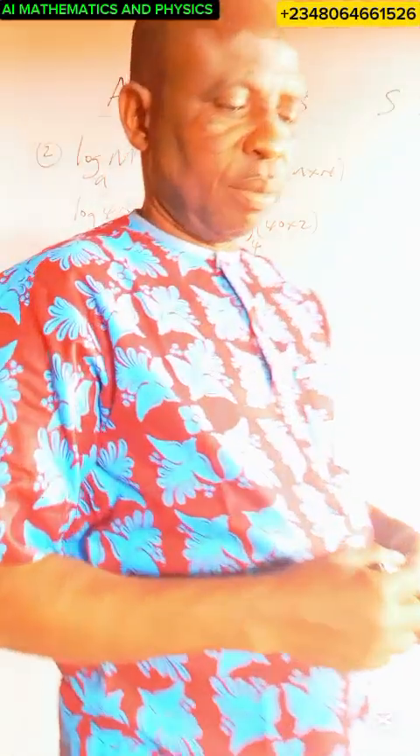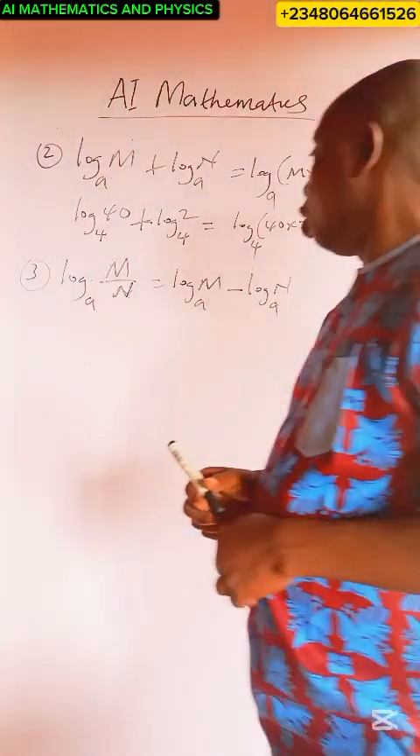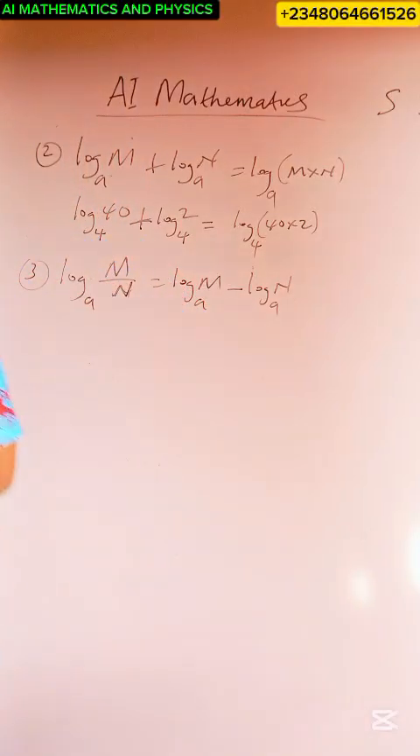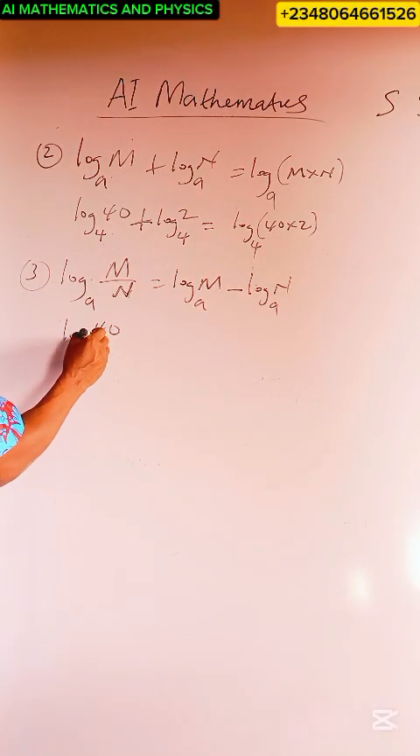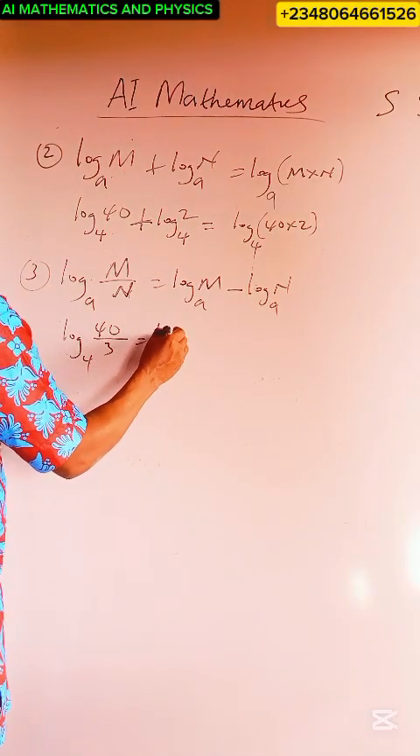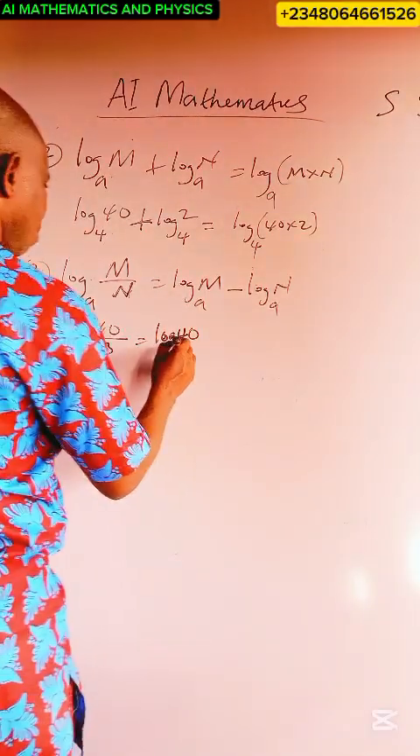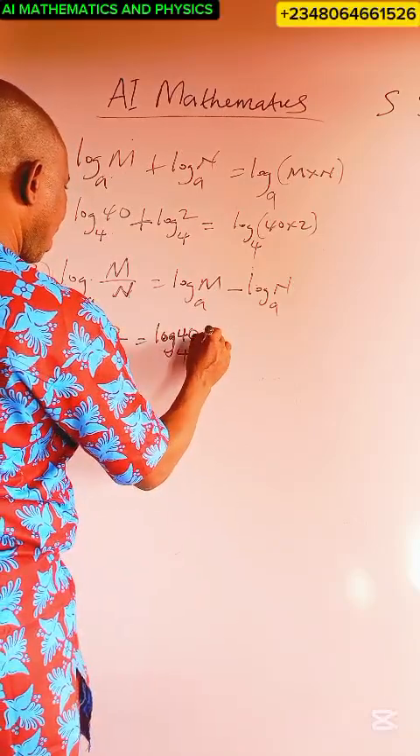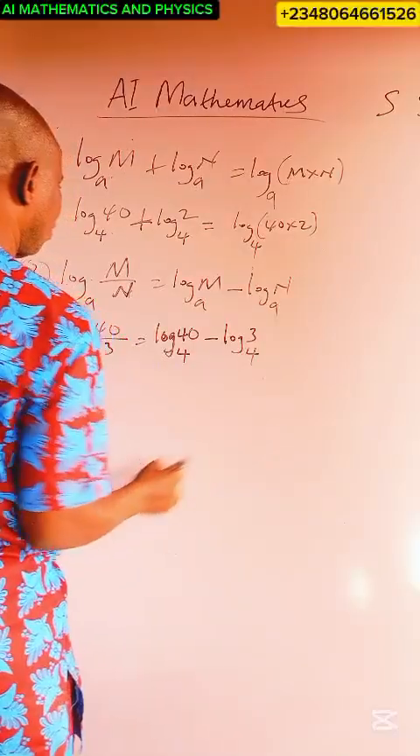Log m over n will give us what? Log m base a minus log n base a. Let's say we have log 40 divided by 3 base 4. This is the same thing as log 40 base 4 minus log 3 base 4.